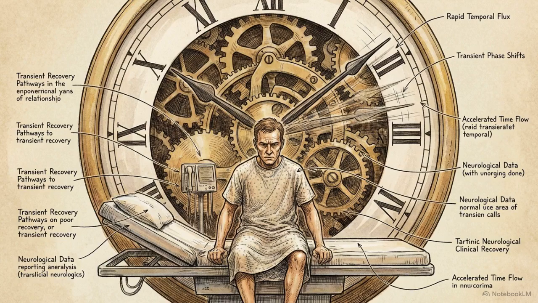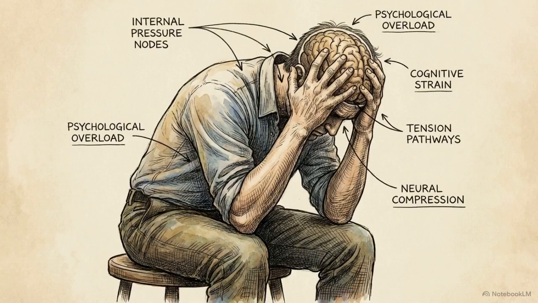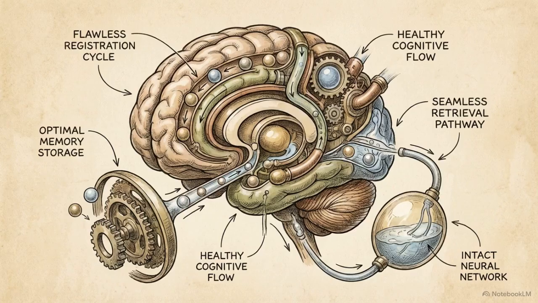There are distinct variations, such as transient global amnesia, a profound memory loss where the patient typically makes a full recovery within hours. Then there is dissociative amnesia. Here, the memory loss is driven purely by severe emotional stress, presenting with absolutely zero organic brain damage.